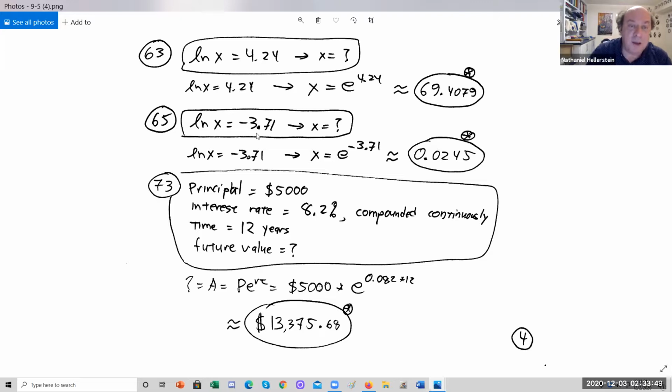Here we have ln of x is negative 3.71. So what's x? Well, transpose the natural log, get exponential base e. x is e to the negative 3.71, which is about 0.0245.